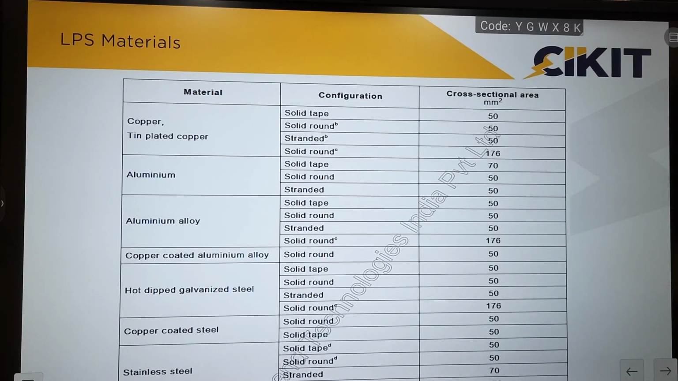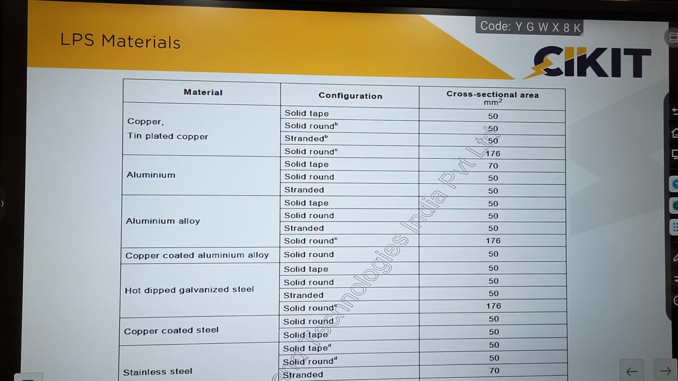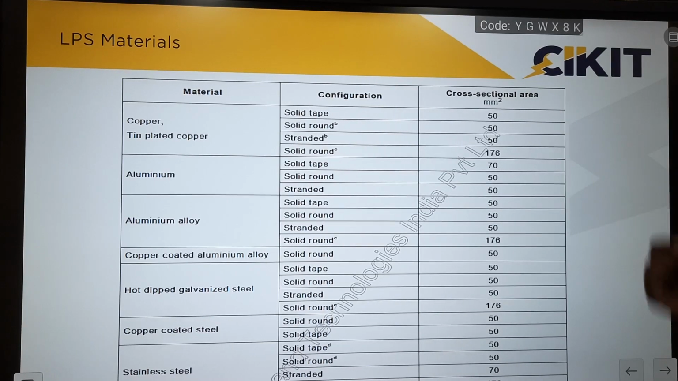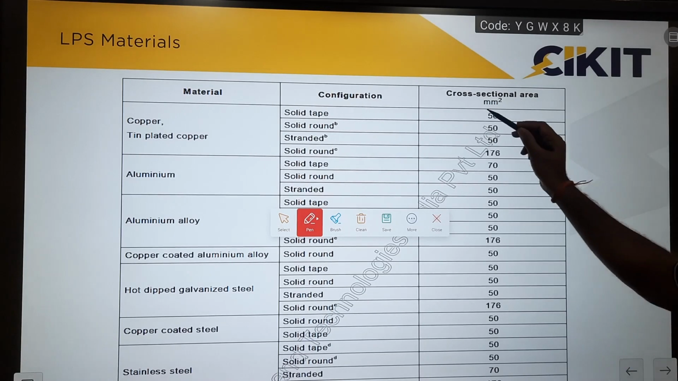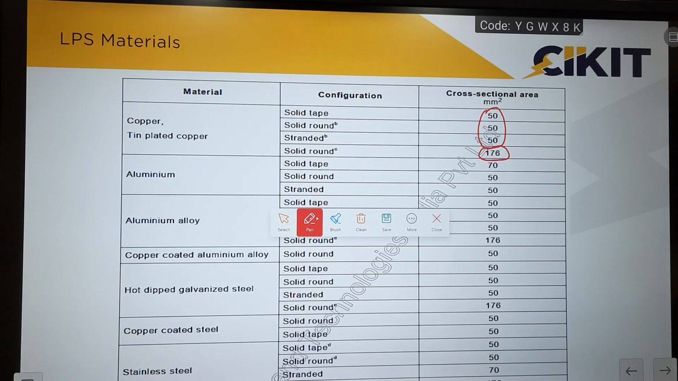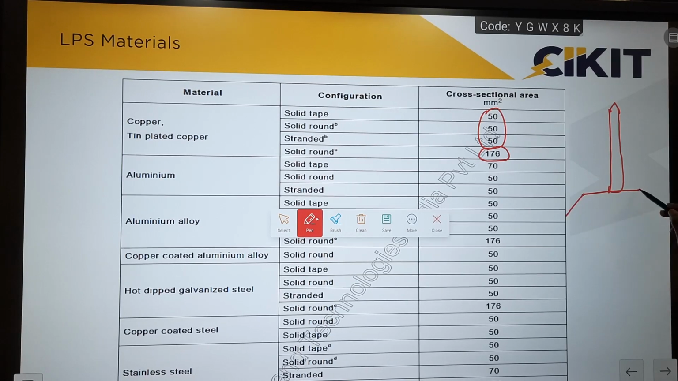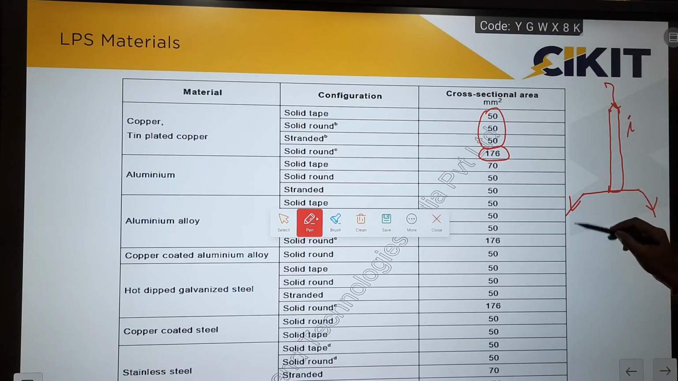So this is the standard reference, and in this we can observe that the minimum cross-section area for the down conductor is 50 square mm, and for the air terminal, the minimum cross-section area is 176 square mm. So 50 is for the down conductor and 176 is for the air terminal. If we take one air terminal as an example, we have to provide a minimum of two parallel paths.